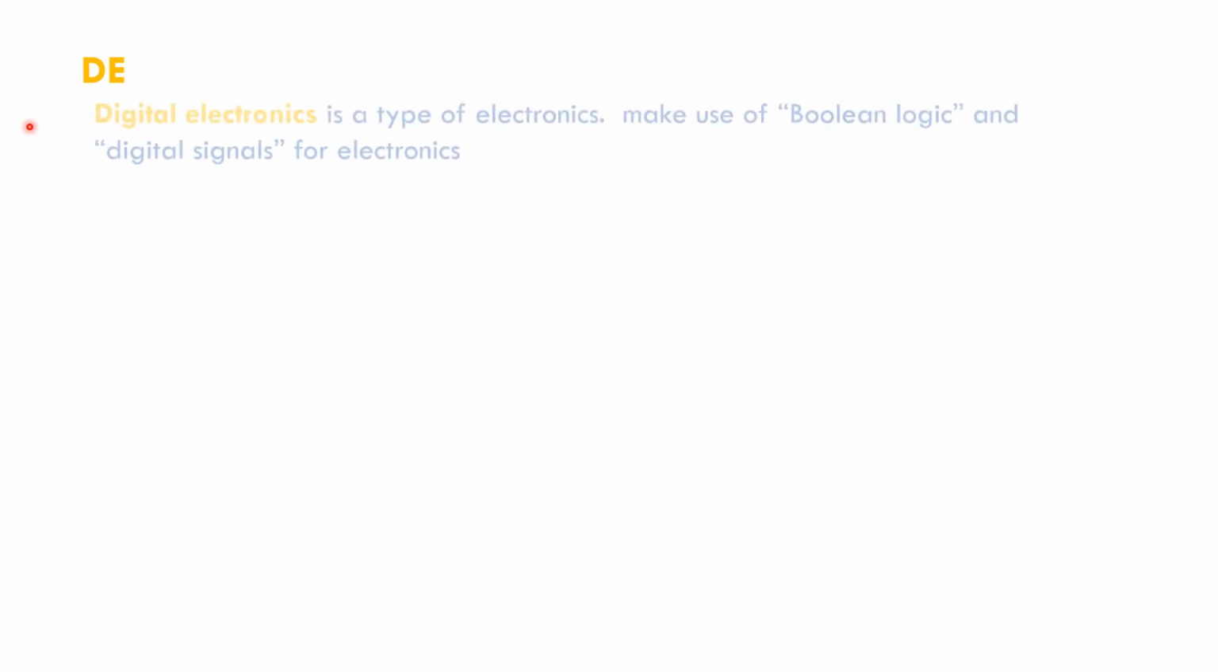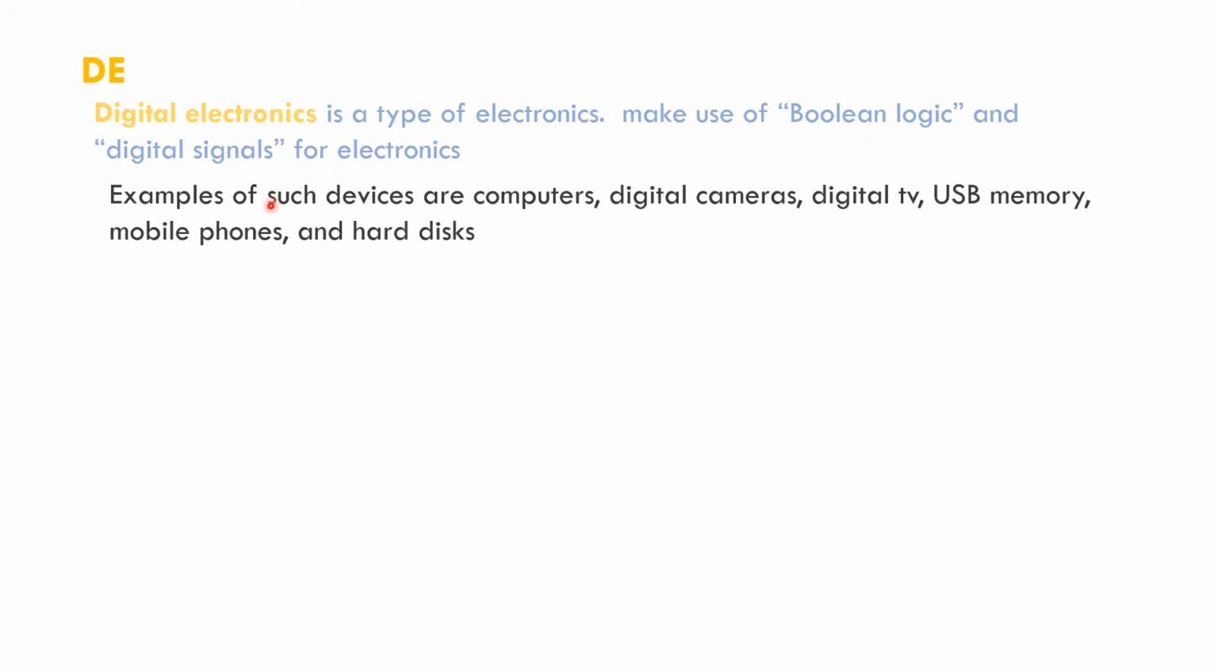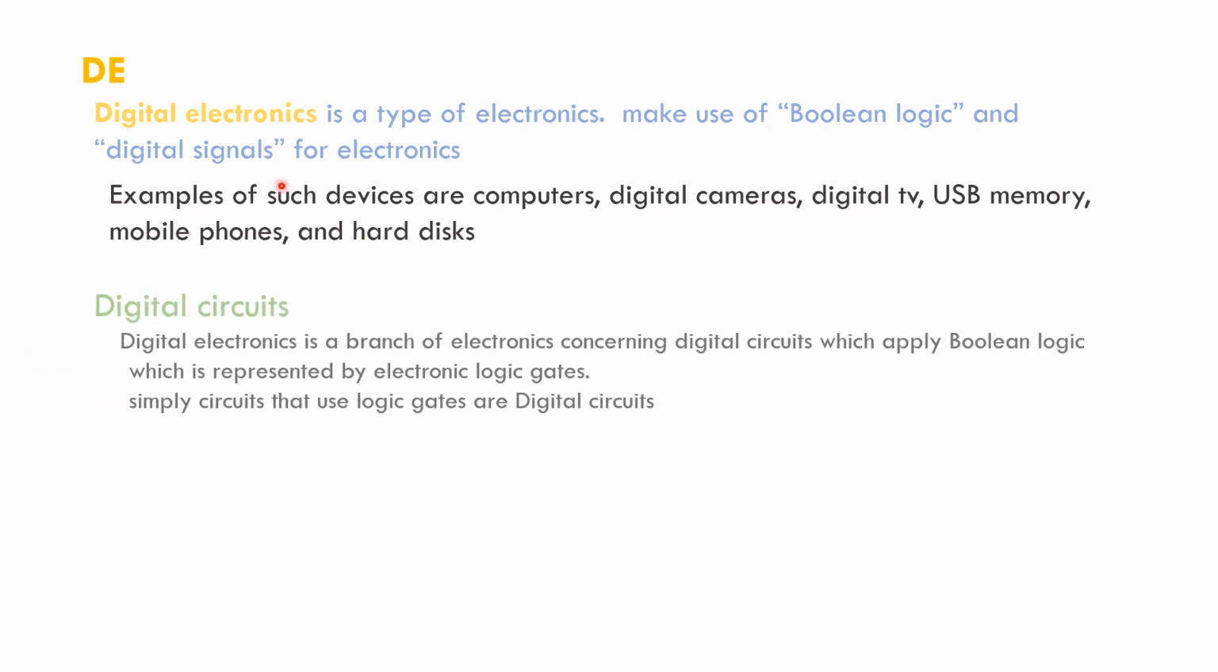Now let's understand digital electronics. Digital electronics is a type of electronics which makes use of Boolean logic and digital signals. Some simple examples of such devices are computers, digital cameras, digital TV, USB memory, mobile phones, and hard disks. We have a lot of examples for digital electronics. Digital electronics is a branch of electronics concerning digital circuits which apply Boolean logic, which is represented by electronic logic gates. To make it simple, circuits that use logic gates are nothing but digital circuits.